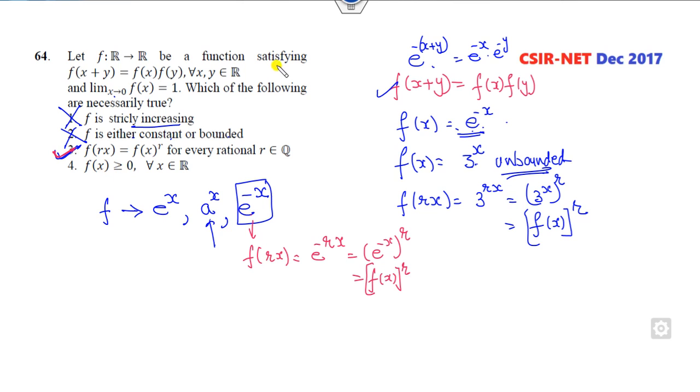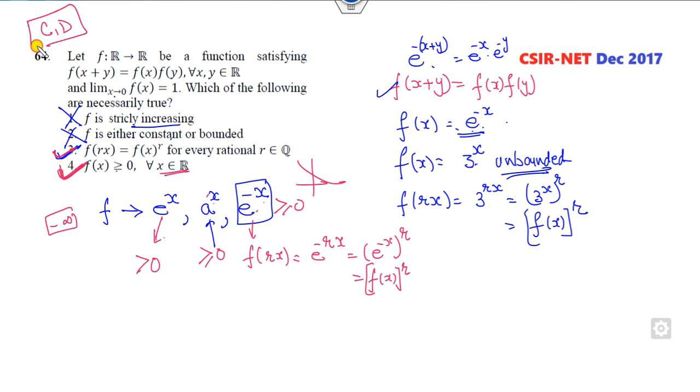f(x) is greater than or equal to 0 for all x in the real line. So if I consider here, we all know this is always greater than 0. So this is satisfied. A raised to power x: whenever x approaches minus infinity, this value is greater than or equal to 0. That's also satisfied. e raised to power minus x graph is there. It is always positive. So this option is also a correct option. So C and D are again my correct options for this case.